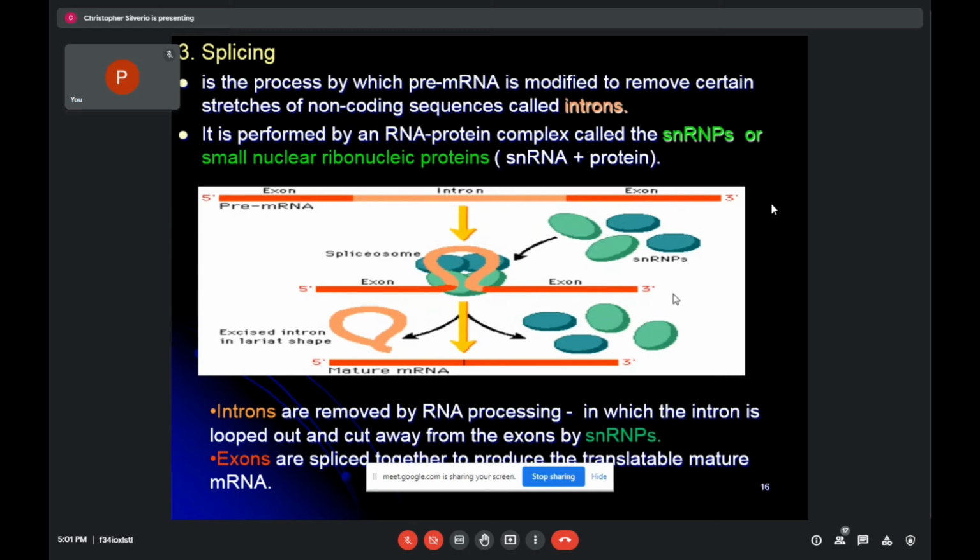Angelo? Yes, Doc. Do you know what is responsible for joining, repairing the gap? Wait lang, Doc, nag-choppy po. Wait lang po. What? Anyone?